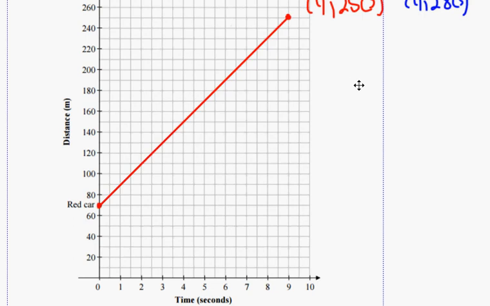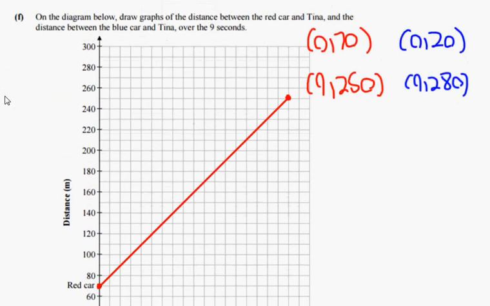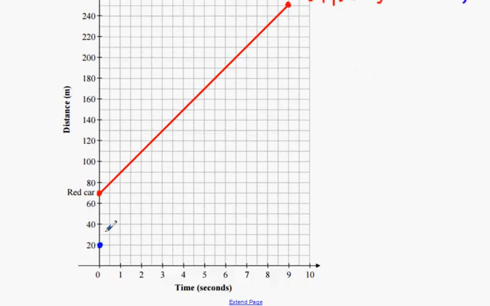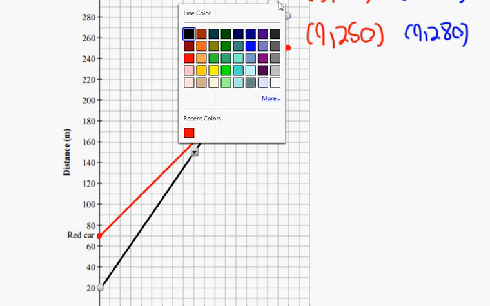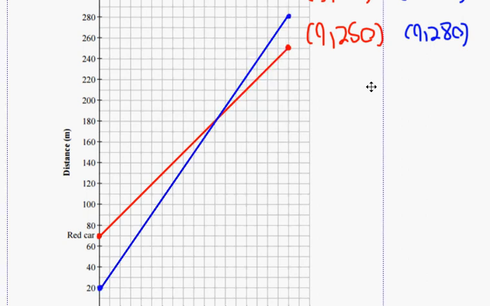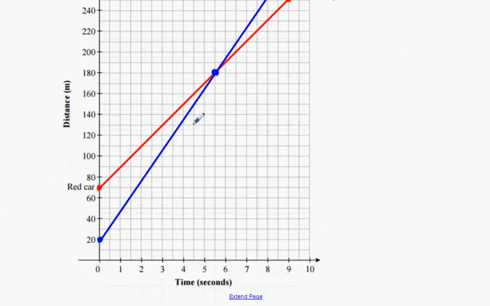Now we're going to do the blue line next. Where does the blue car start? The blue car starts 20 meters in. And where does the blue car end? 280 meters, up here. Going to join the blue line together, like so, and call that the blue line. There we go. Now, we can see where they intersect each other, the 2 points. You can hopefully see that's 5 seconds in.